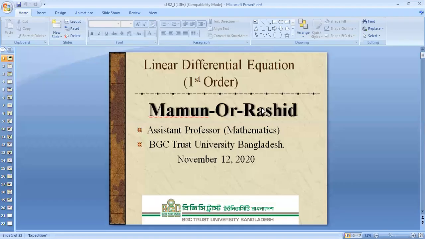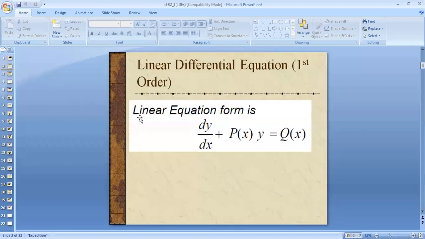In this chapter, we'll study linear differential equations of first order. We are talking about this type of equation, the linear differential equation of the first form. This is first order because the order of differentiation here, dy/dx, is only the first derivative. This is why the order of differentiation is 1 here, so it is called a first order linear differential equation.